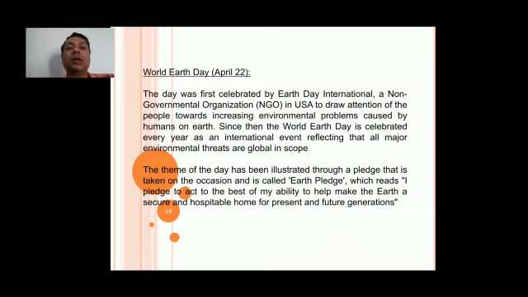The theme of the day has been illustrated through a play that is staged on the occasion and is called Earth Pledge, which reads, I pledge to act to the best of my ability to help make the earth a secure and hospitable home for present and future generations.